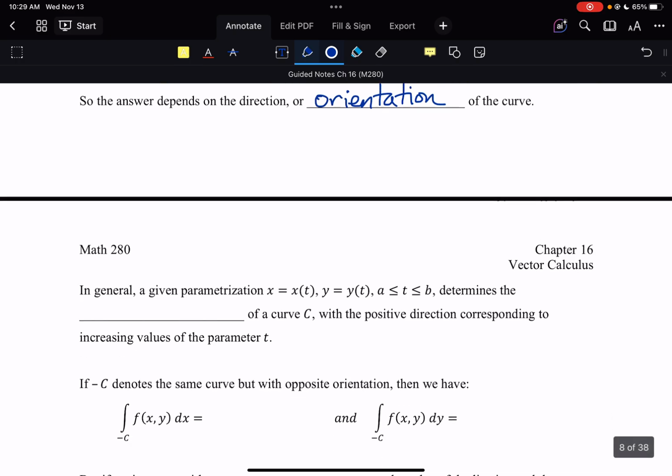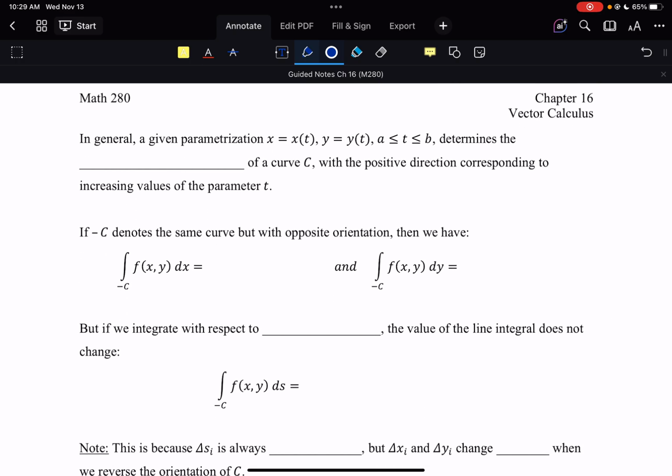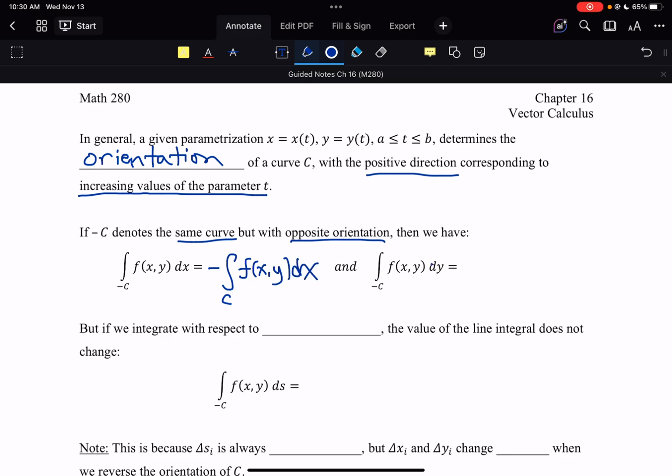Up here, top of the next page. In general, a given parameterization, so x of t, y of t from a to b, determines the orientation of a curve C with positive direction corresponding to increasing values of the parameter t. So basically, as t counts up from a to b, that will give us the positive direction of the curve, the positive orientation. So if the opposite of C here, the negative C, denotes the same curve with opposite orientation, then the line integral over the opposite of C of f of x y dx is the negative of the line integral over C of f of x y dx. Same thing here with respect to y, we get the opposite of the line integral over C.